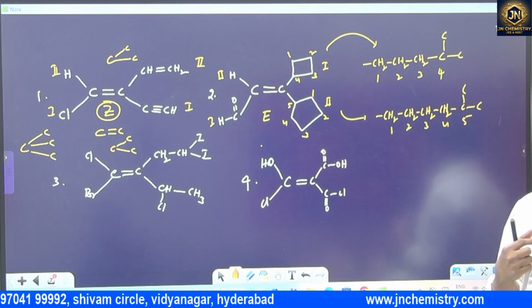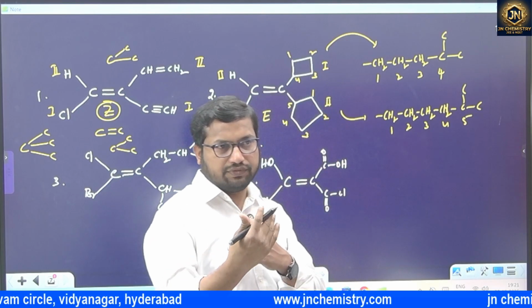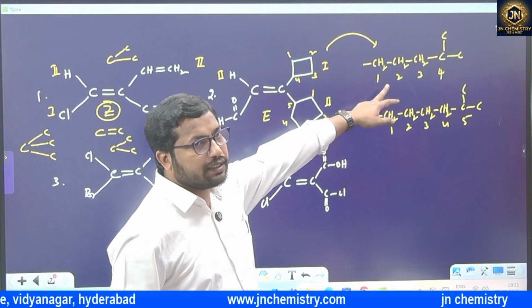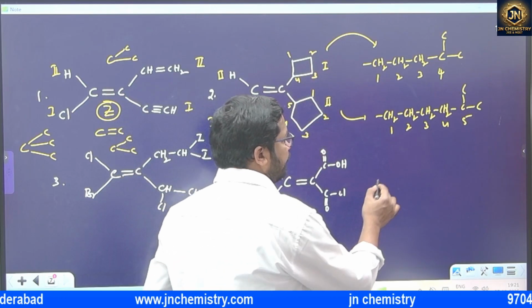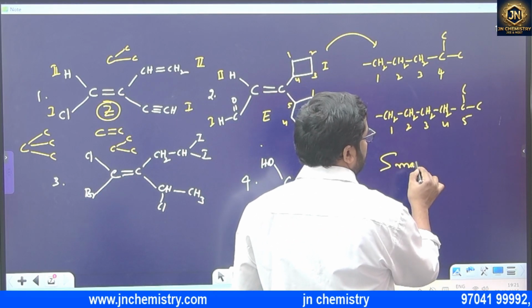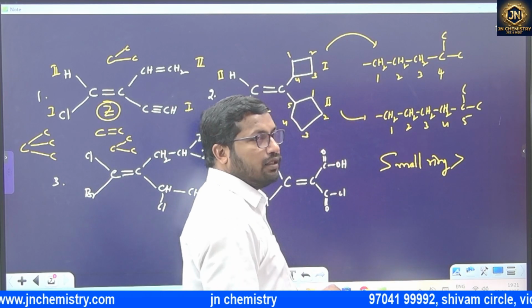So while we are giving the priority, whichever comes first, we need to give the more priority. So for that purpose, the small ring gets more priority than the big ring.